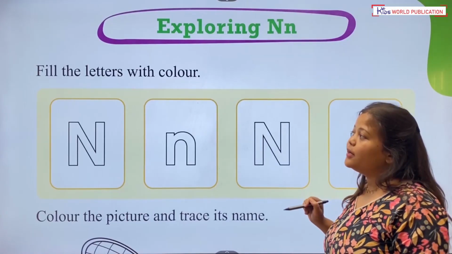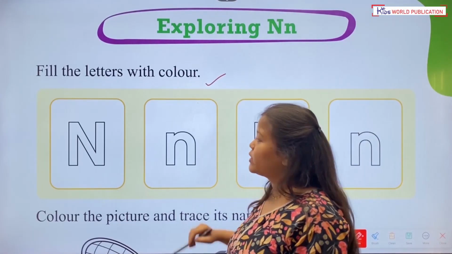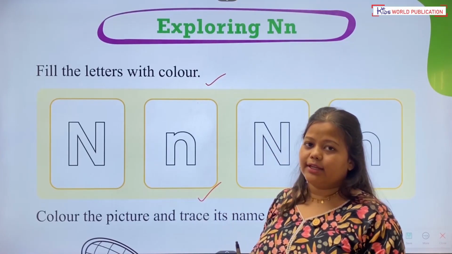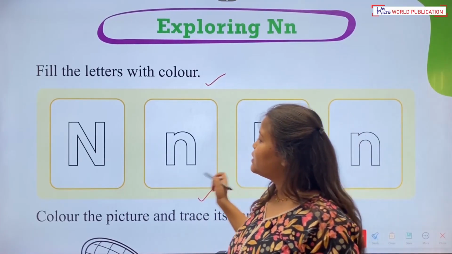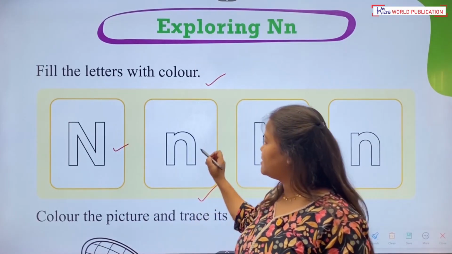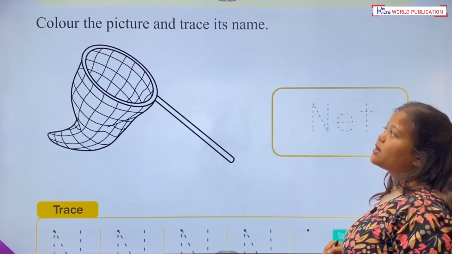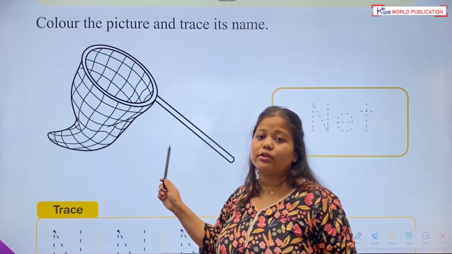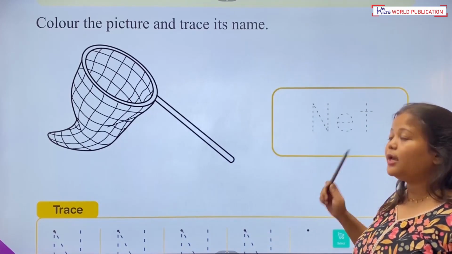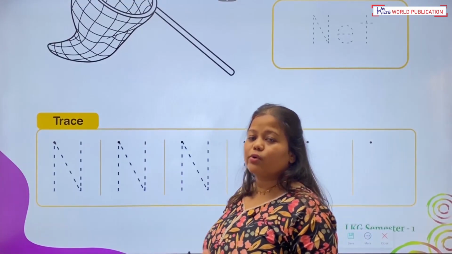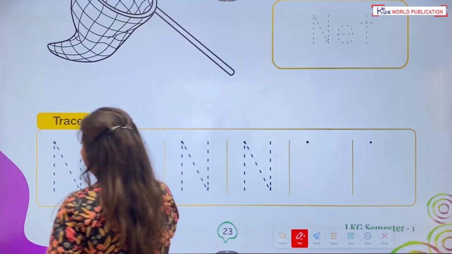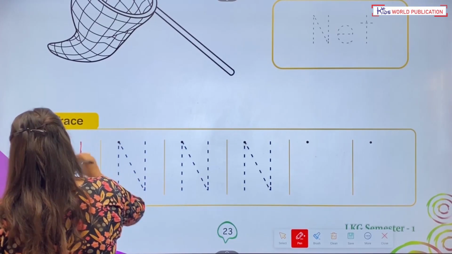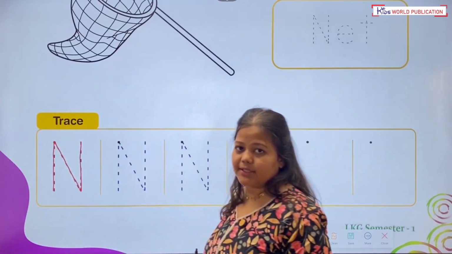Exploring N. Fill the letters with color. So kids, here you can see letter N is drawn and you will fill color in it with your favorite colors. So this is capital N and this is small n. Color the picture and trace its name. So kids, here you can see a picture. You will color it and also trace its name here. Trace. So let's trace the letter N. So this is how you will trace it and complete it.